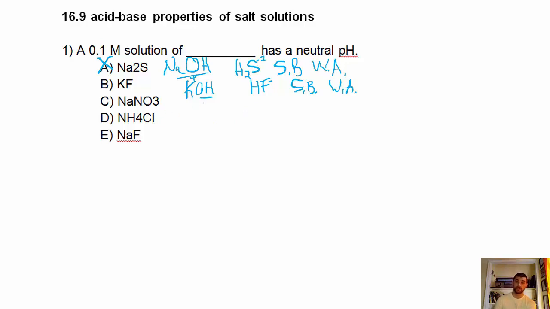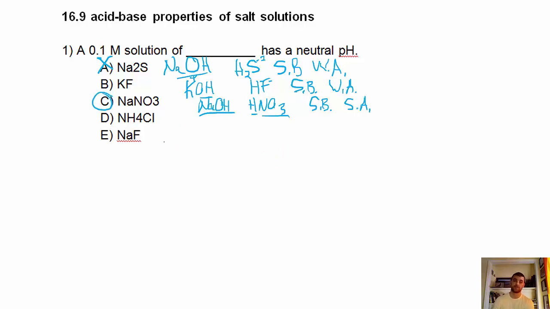All right, C would be like getting NaOH and HNO3. So in this example, we've got a strong base and a strong acid. So it makes sense that if you mix those two things together, you get a neutral pH. Because what would happen is the Na plus isn't going to hang out with the OH minus because it's a strong base. Same with the H plus and the NO3 minus. They're not going to hang out because they're a strong acid. So that's not going to have an effect on the pH.